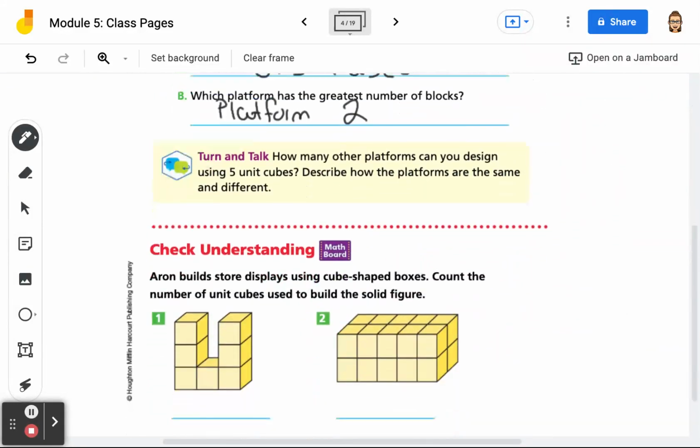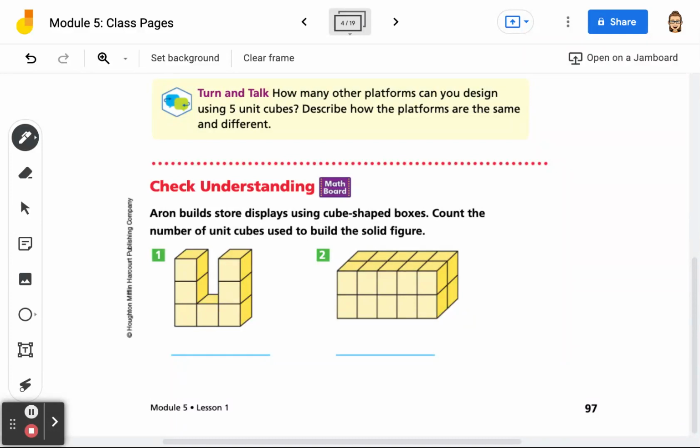Let's go ahead and look down here. So Aaron builds a store display using cube-shaped boxes. Count the number of unit cubes used to build the solid figures. Number 1, we just look, there's 1, 2, 3, 4, 5, 6, 7 unit cubes. And then here we have 1, 2, 3, 4, 5, 6, 7, 8, 9, 10, and there's 2 rows of that, so that would be 20 unit cubes.